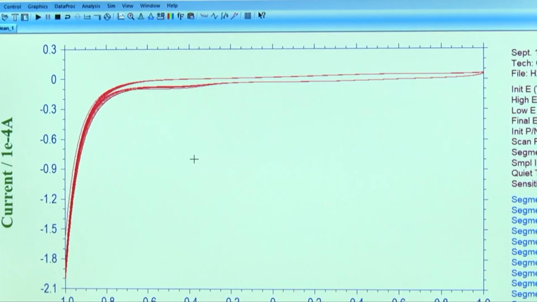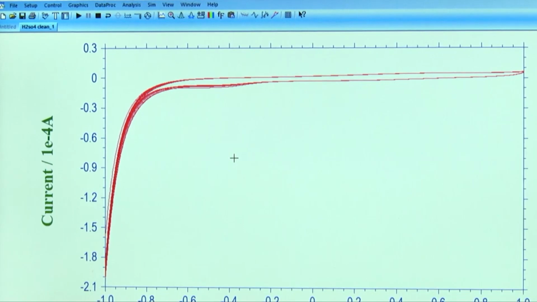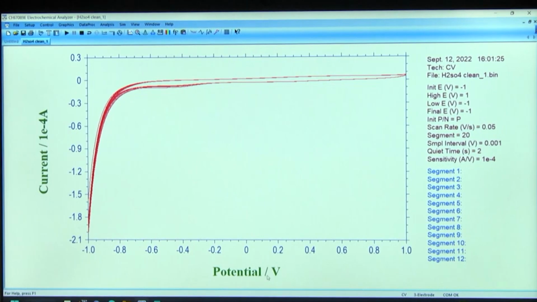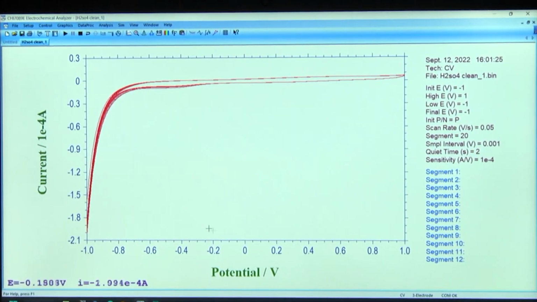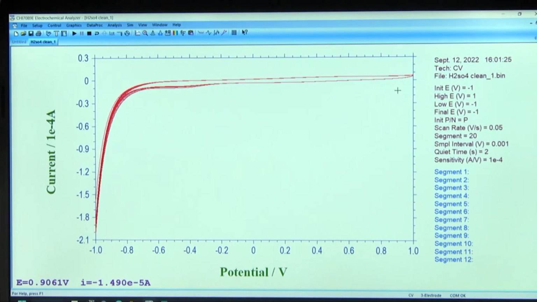After performing the electrochemical cleaning in 1 molar H2SO4 for 40 cycles, this is the resultant CV spectrum. You do not see any significant peaks in the spectrum, indicating the electrode is clean.